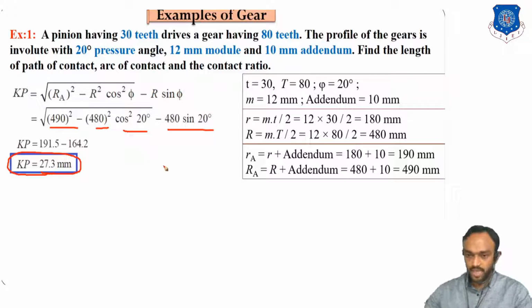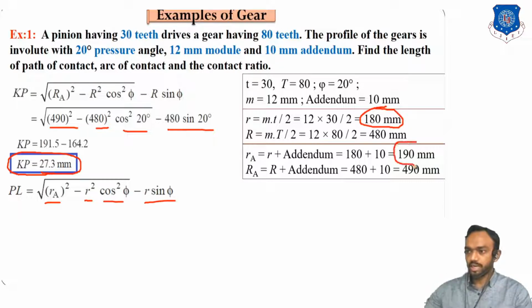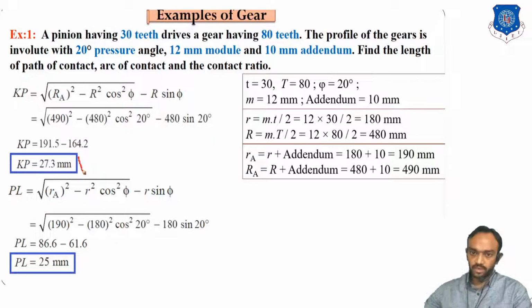Same method we will find PL. Formula is a little bit different: under root small r a square minus small r square cos square phi, minus small r sin phi. Small r is 180, small r a, addendum radius, is 190. We will put this value and we will find the PL. So examples of gear are very easy. First of all, you have to go through the formula list, and all formulas must be remembered. So here we find the PL. PL is 25. So you have found the path of approach, and after that path of recess.